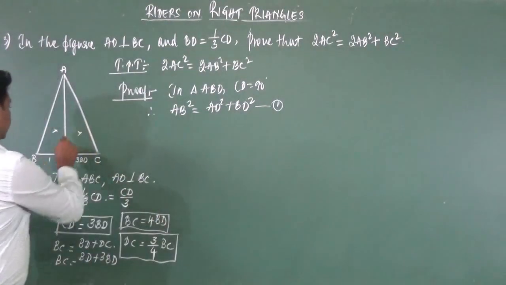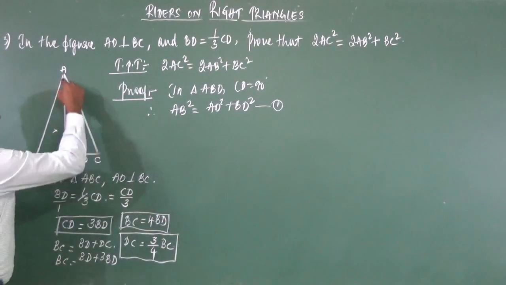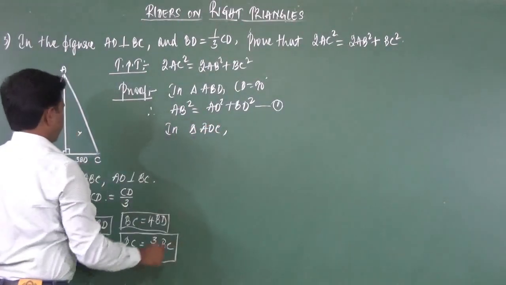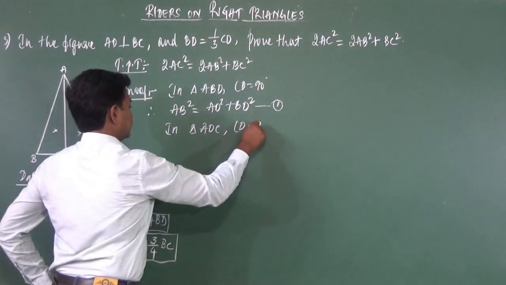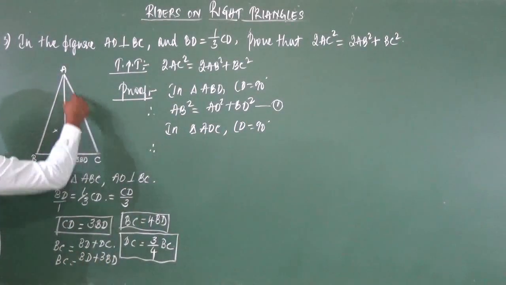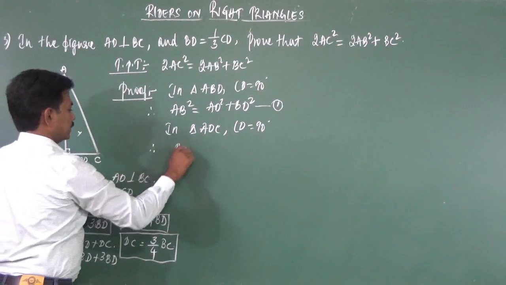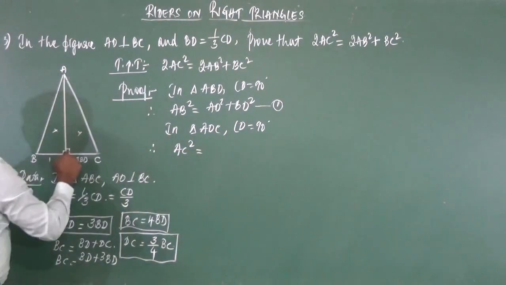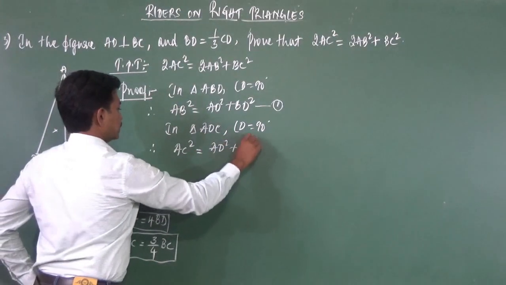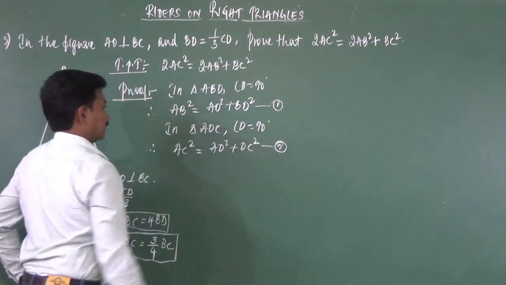So now let us take this triangle. In triangle ADC, angle D is equal to 90 degrees. So therefore, by applying the Pythagoras theorem, opposite to 90 degrees is AC square. So AC square is equal to AD square plus DC square. Take it as equation 2.